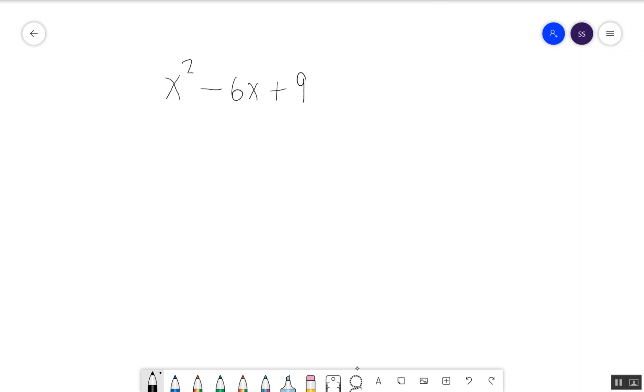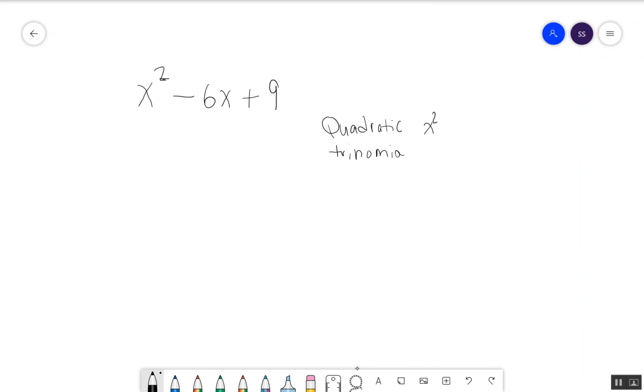Okay? So the first thing to notice is that this is a quadratic trinomial. It's quadratic because I have an x squared and then an x and then a constant. And it's a trinomial because it has 3 terms. So quadratic because of x squared, and trinomial because it has 3 terms.